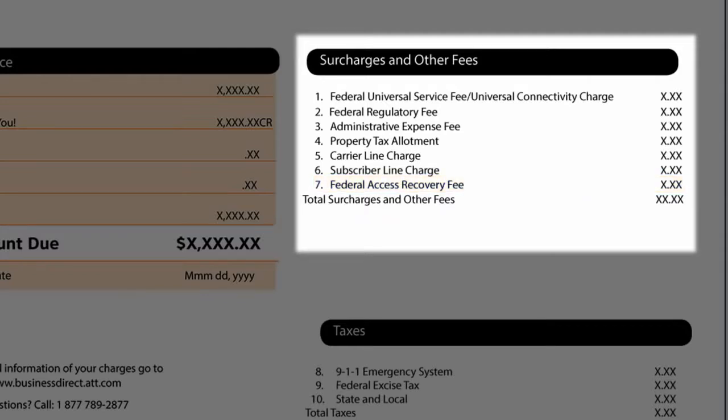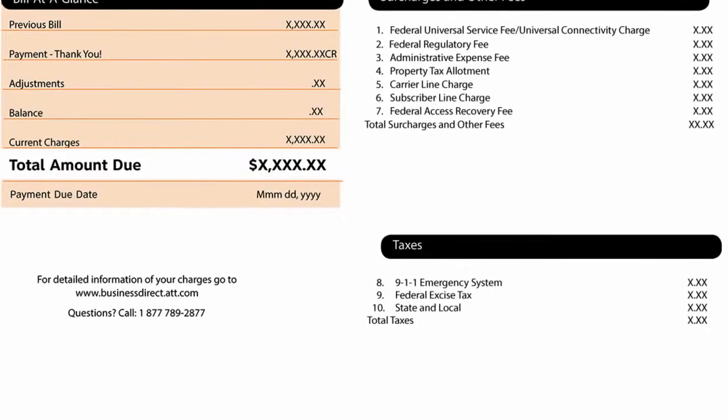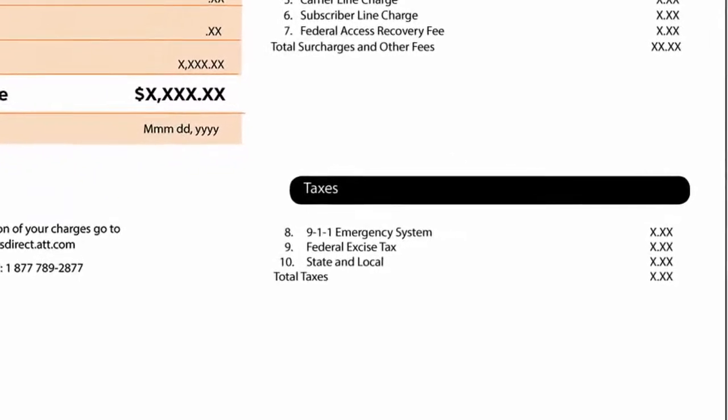Depending on your service address, you may see additional entries in this section. Here, you can see the total for surcharges and other fees. Remember, this amount is included in your current charges. Now let's look at some examples of taxes you may see on your bill.